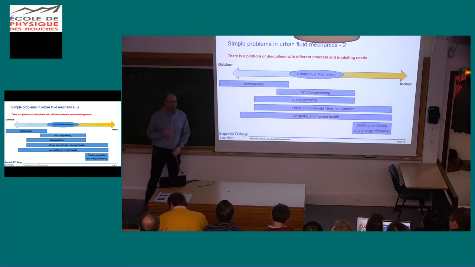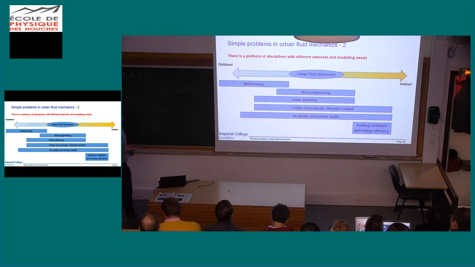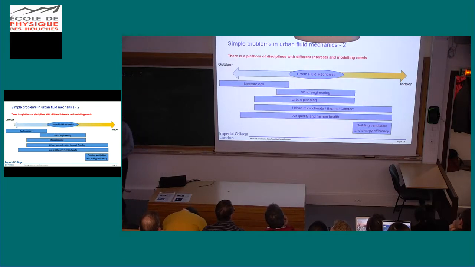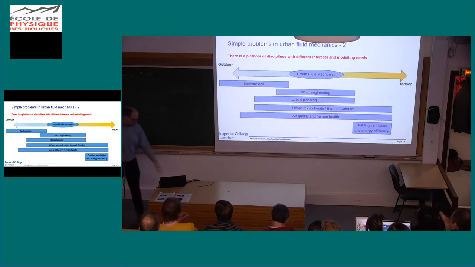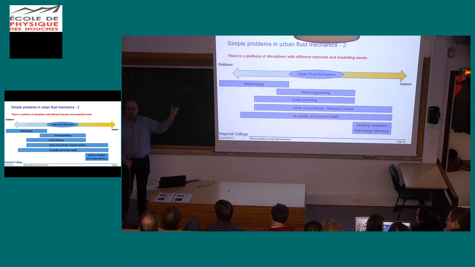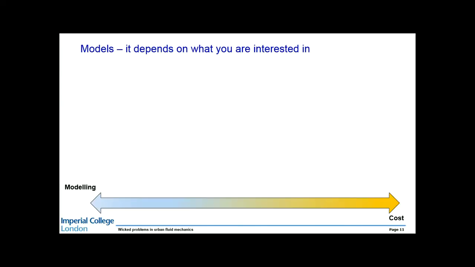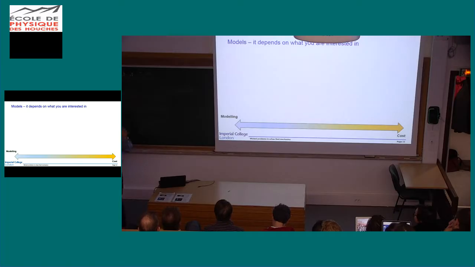Urban microclimate, thermal comfort also ranges across a lot of scales, and then you've got, of course, the whole issue of air quality and human health. And each one of these will require different modeling technologies, and for each one of these, what they want as an answer will be different. That means that you're not going to have one model that fits all.